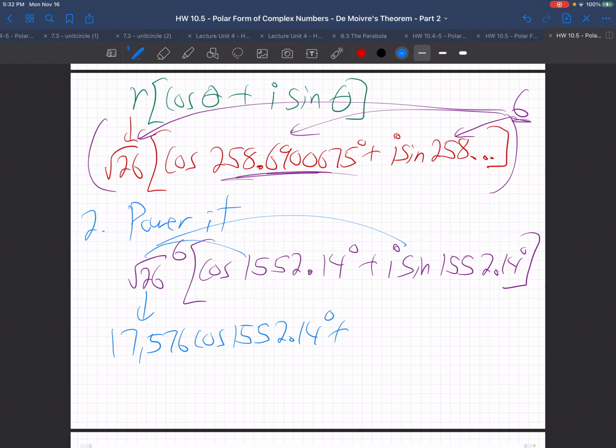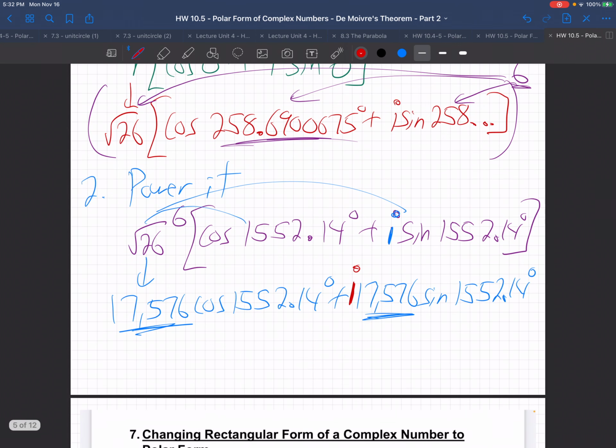1552.14 degrees plus that same number, 17,576, times the sine of 1552.14 degrees. Oh, I forgot the i. Here's the i right there. So let me bring down the i. Like that. All right. Times the cosine 1552.14 degrees. It's fine to have this big angle. We don't need to change it to anything.